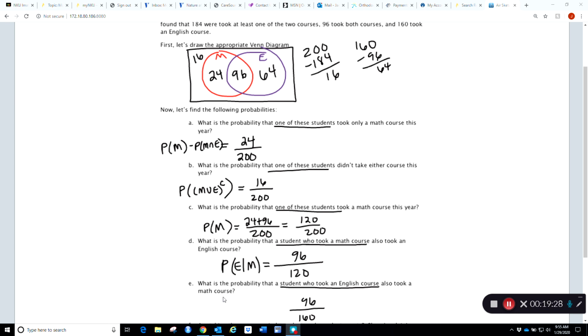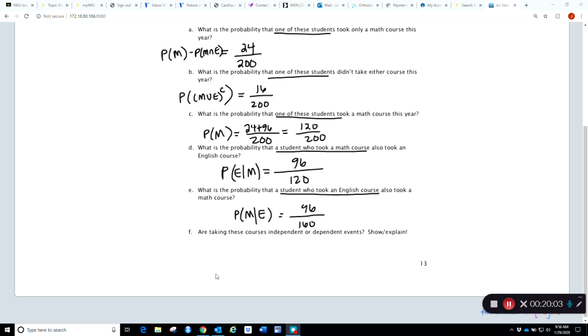Now in E, we found the probability that a student who took an English course, well, so I started with those 160 students who took an English course. How many of those also took a math course? The 96. So again, notation-wise, what we just found is the probability of having taken a math course if you had already taken an English course. So how did you do on the calculations?